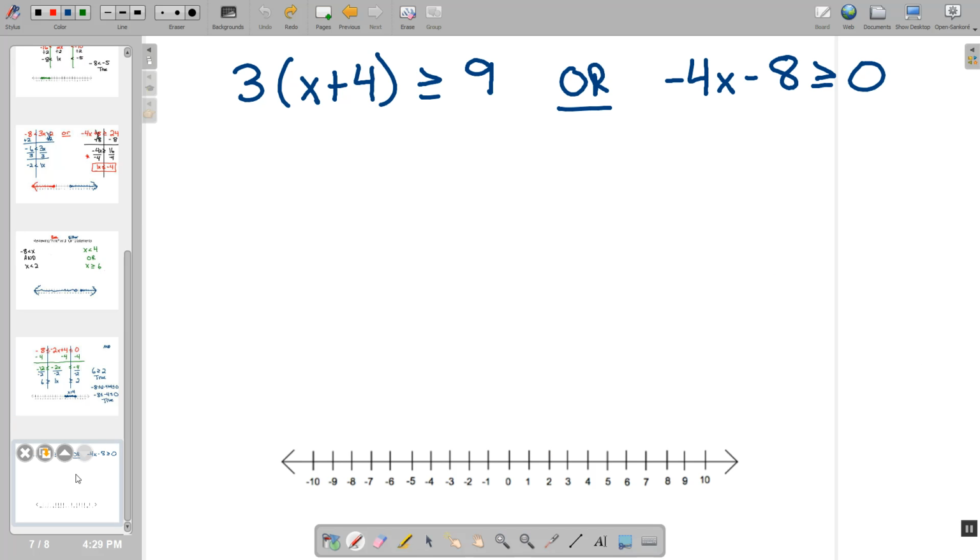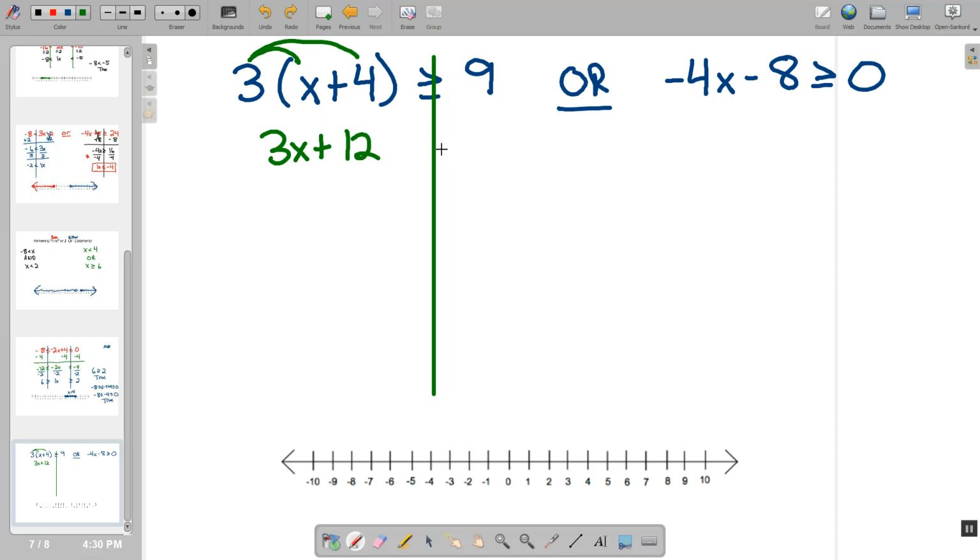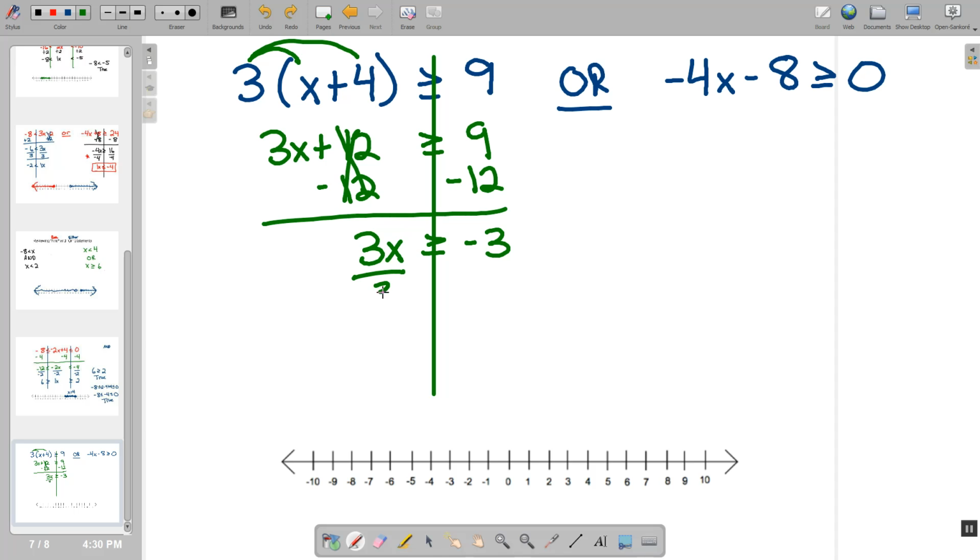"Or" statements are a little bit trickier in this situation because there is not a nice shortcut to be able to solve them at the same time. So we're going to have to solve both equations, but separately. For the left equation, we are going to do the distributive property, which gives me 3x plus 12 is greater than or equal to 9. I'm going to subtract 12 from both sides, which gives me 3x is greater than or equal to negative 3. I divide everything by 3 to get x is greater than or equal to negative 1.